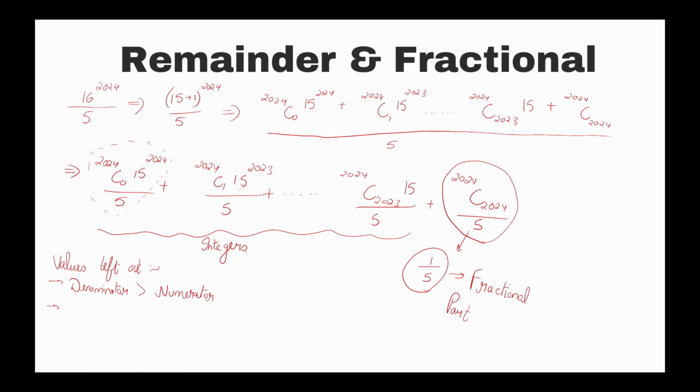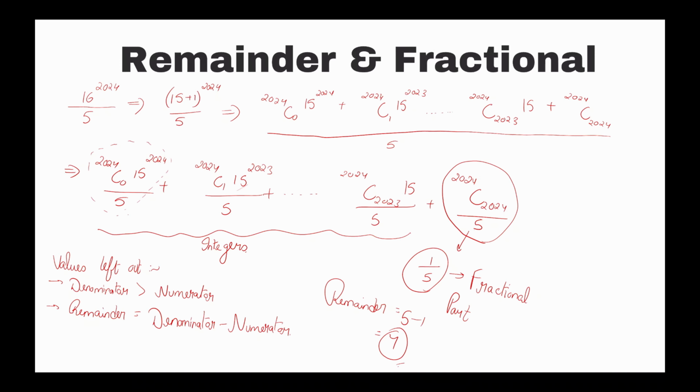And if I was to find my remainder, it would simply become denominator minus numerator. So for this, my remainder would become 5 minus 1, which makes it 4. This is my remainder and this is my fractional part.